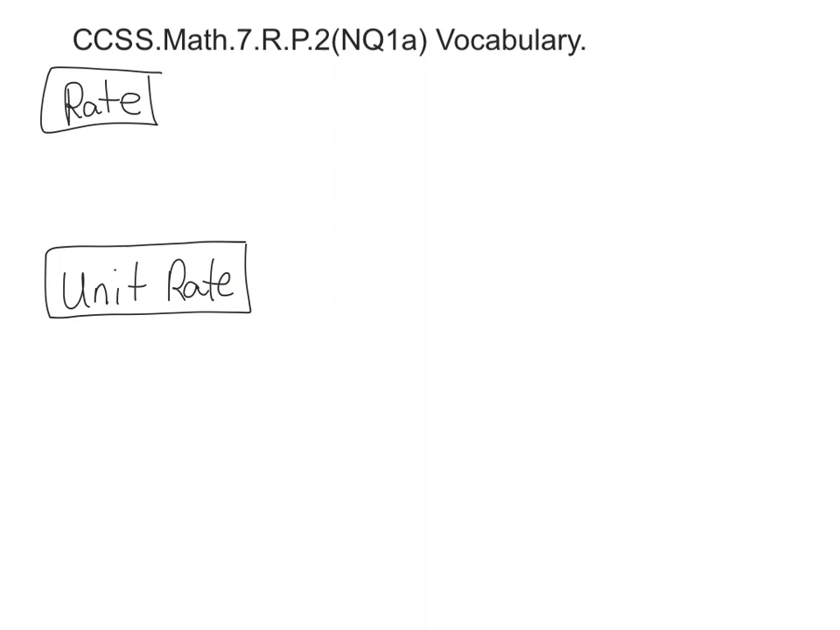Rate, it is actually a ratio, and a ratio looks like a fraction, only it's labeled. So a rate is a ratio, so it has two numbers it's comparing, and it's two different quantities that you're comparing. And we will look at some examples so that you will understand what it is.